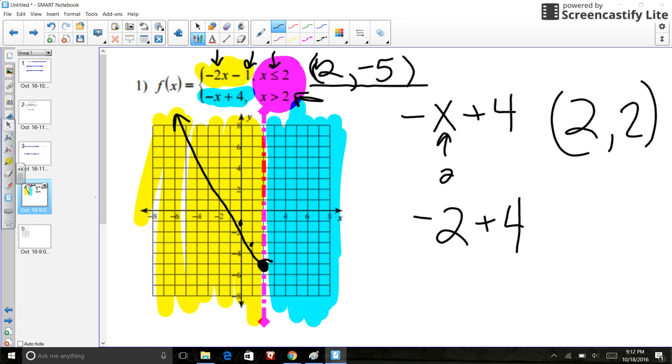So it kind of hits this line at 2, 2, which is right here. So I'm going to draw a circle around it. Now, do I fill in that circle or no? The answer is no, because right here it says x is greater than. It doesn't say x is equal to, so that's an open circle.